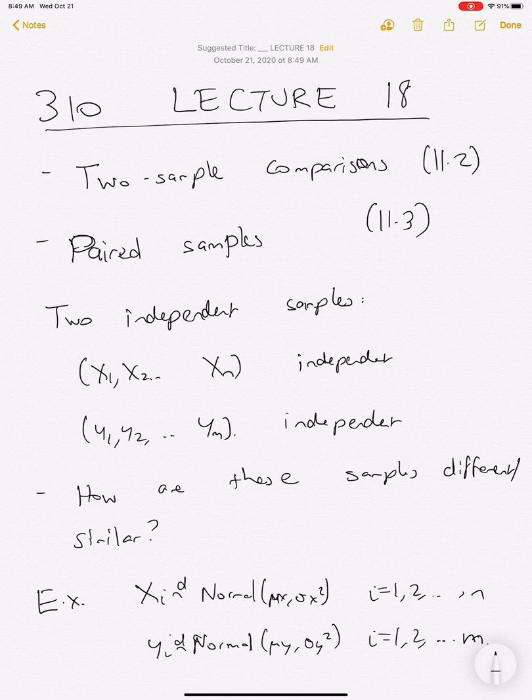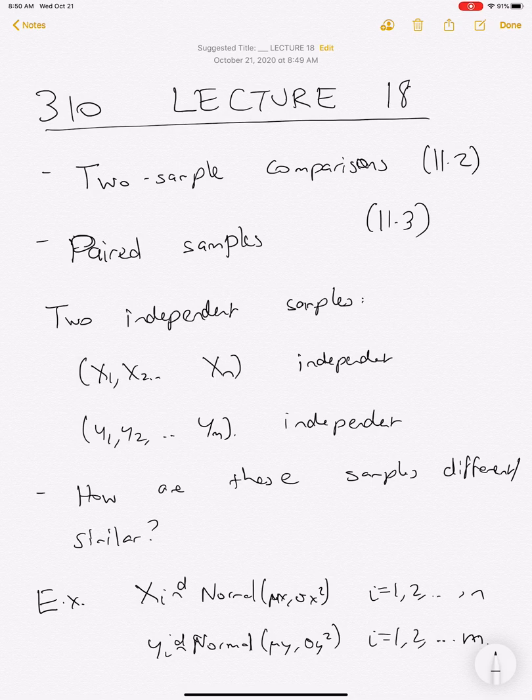We're now in Chapter 11, which involves two sample comparisons. When you have samples from two potentially different populations, you want to compare these populations. We're going to finish that discussion on two sample comparisons, and in particular look at a specific case where you have paired samples, which is in 11.3 of the textbook.